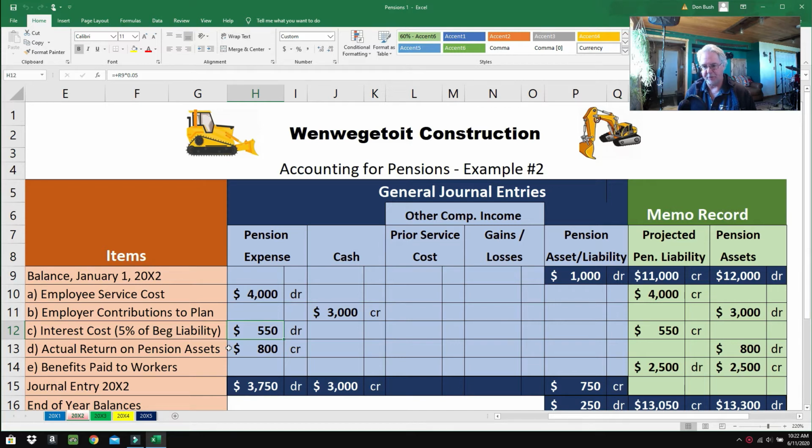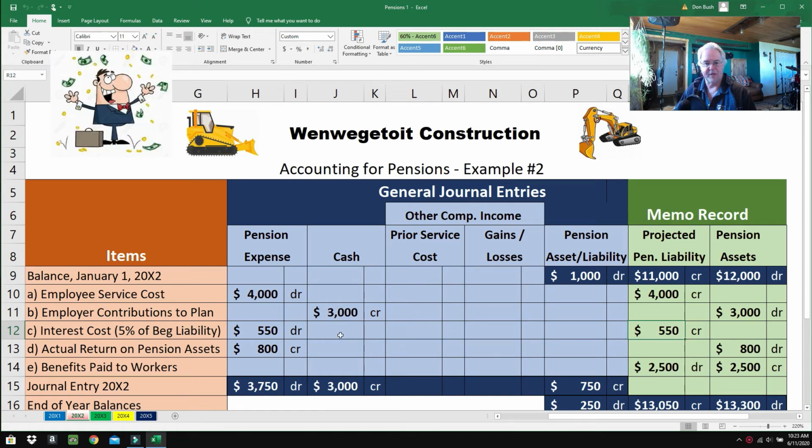But here's why we're doing it: whenever you have a present value and a liability and future obligations, there's always an interest component. And so this $11,000 is listed at the present value, not at the future value. So as time goes by, we need to incorporate interest into this. So all we're doing is taking 11,000 times 5%, which equals $550. So $550 debit to pension expense. The projected liability is being increased by $550 credit. So horizontally, it balances out.